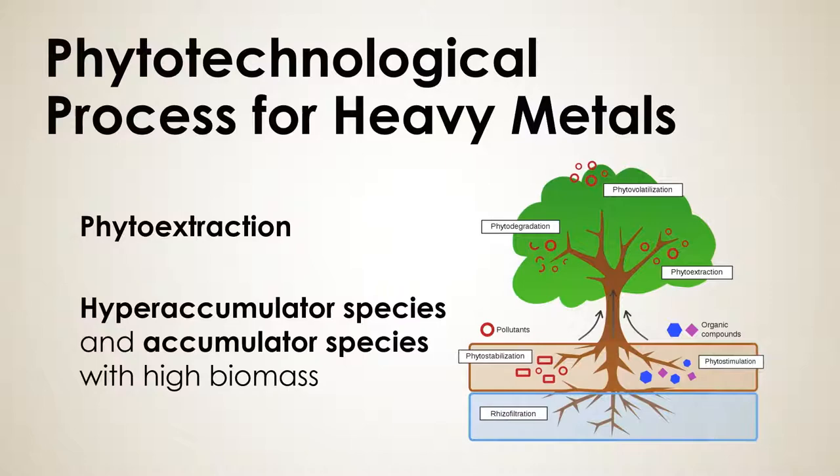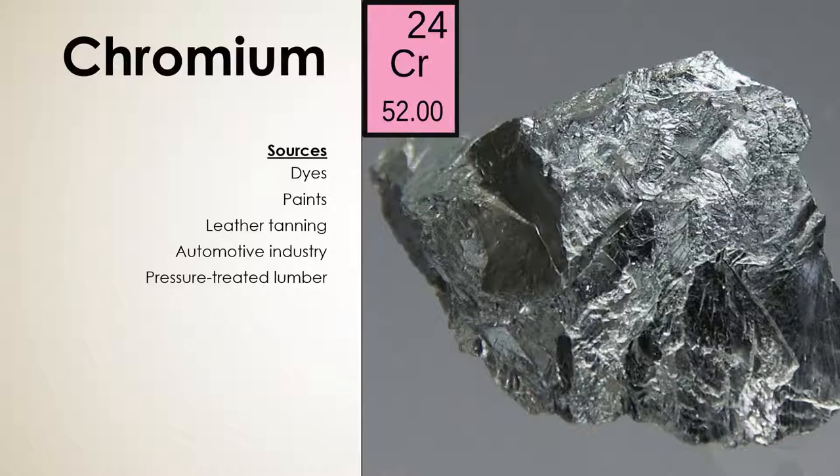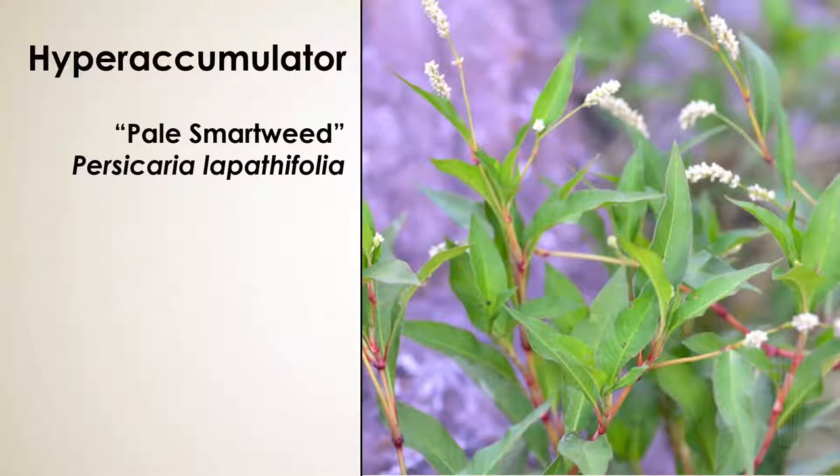So chromium, sources of chromium in the environment come from dyes, paints, leather tanning, automotive industries, pressure treated lumber. So pale smartweed, Persicaria lapathifolia, is a hyperaccumulator of chromium.